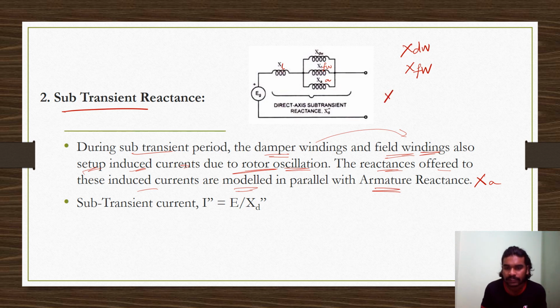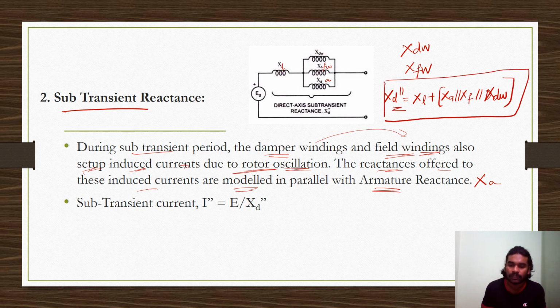The overall Xd double dash, the subtransient reactance, will be equal to XL plus the parallel combination of XA, XF, and XDW, the damper winding reactance. Please remember this formula also. In competitive exams, they might directly ask you to point out the correct formula. And the subtransient current is going to be this: internal voltage, or pre-fault voltage, by Xd double dash.